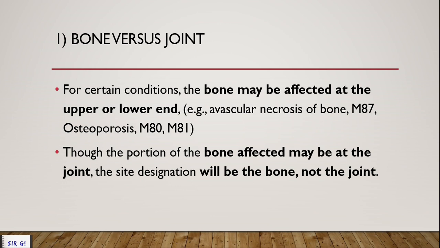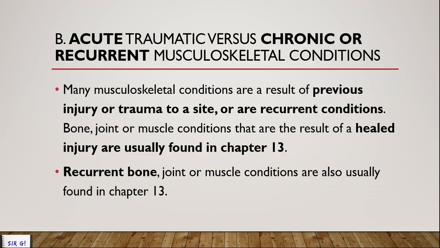Because right after the end of that long bone is the joint, correct? So though the portion of the bone is affected, because we're talking about the end of the bone, and also since at the end of the bone there's the joint, okay, though the portion of the bone affected may be at the joint, the site designation will always be the bone and not the joint. So in this case, like bone versus joint, bone always wins. Okay? That is your guideline.